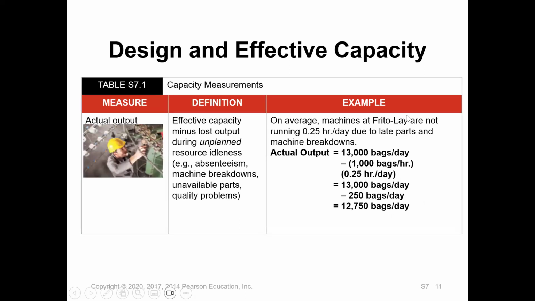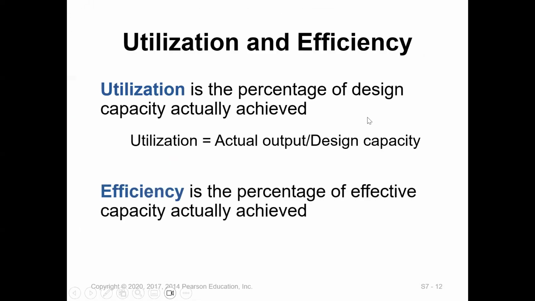Okay, on average, a Frito-Lay machine is sometimes not running, so 0.25 times 1,000, which means they are losing 250 bags extra. So their actual output is 12,750. Okay.